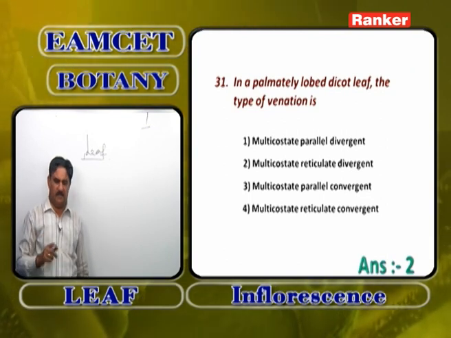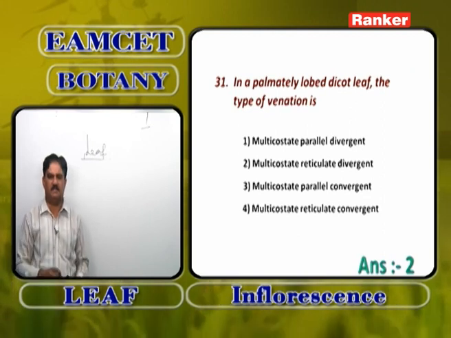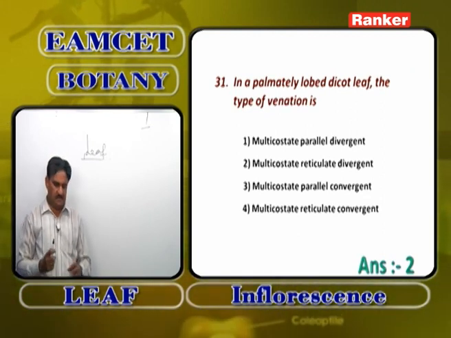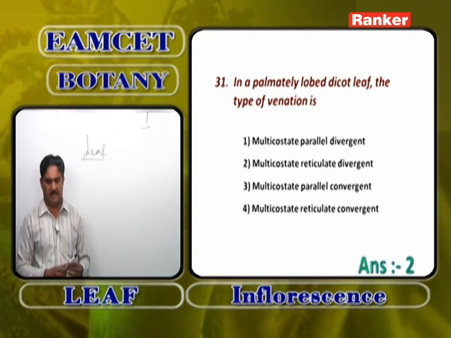Multicostate means the leaf lamina shows many midribs. Reticulate means lateral veins and veinlets appear in the form of a network. Divergent means they ultimately divide at the leaf apex and enter their independent lobes.